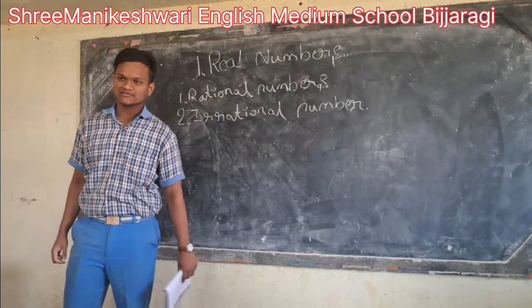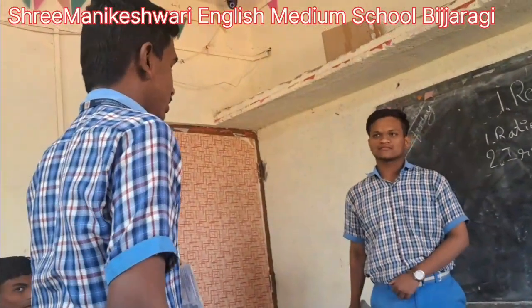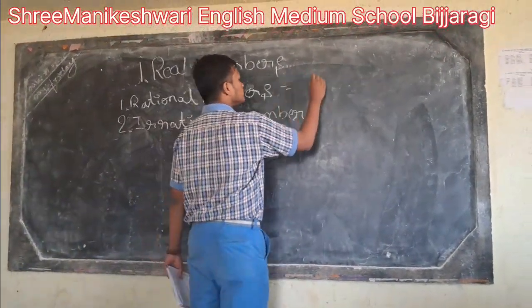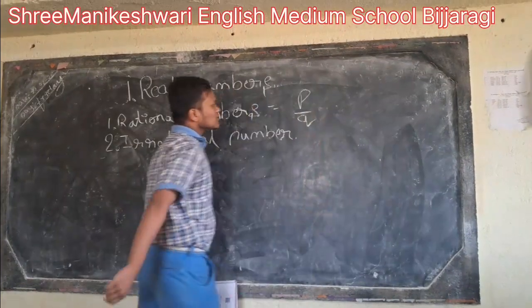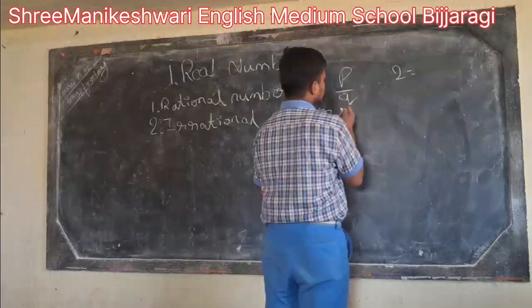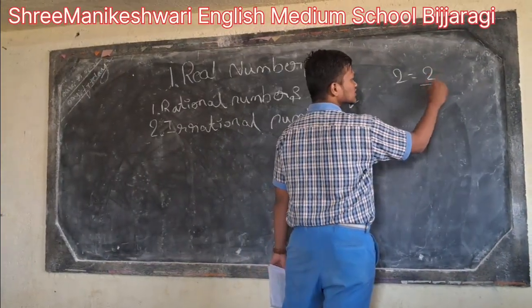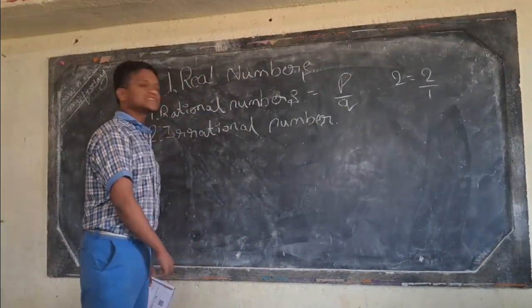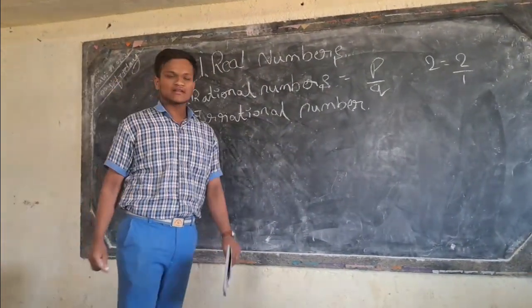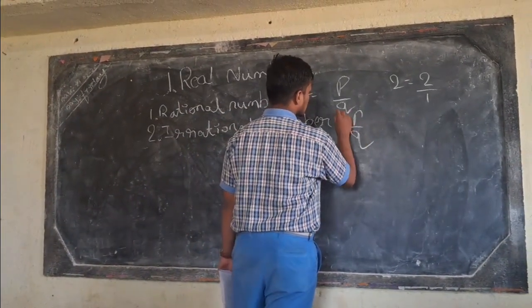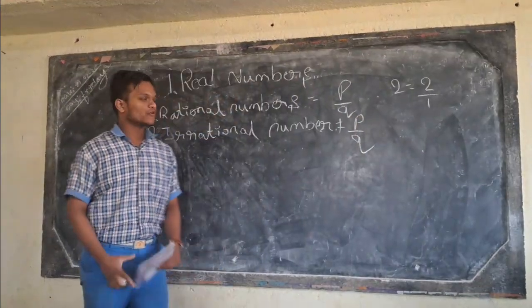What is meant by a rational number? The number which can be written in the form of p by q. So rational numbers are the numbers which can be converted into the form p by q. For example, 2. We can write 2 as a fraction, yes? And what are irrational numbers? Numbers which can't be written in the form of p by q.